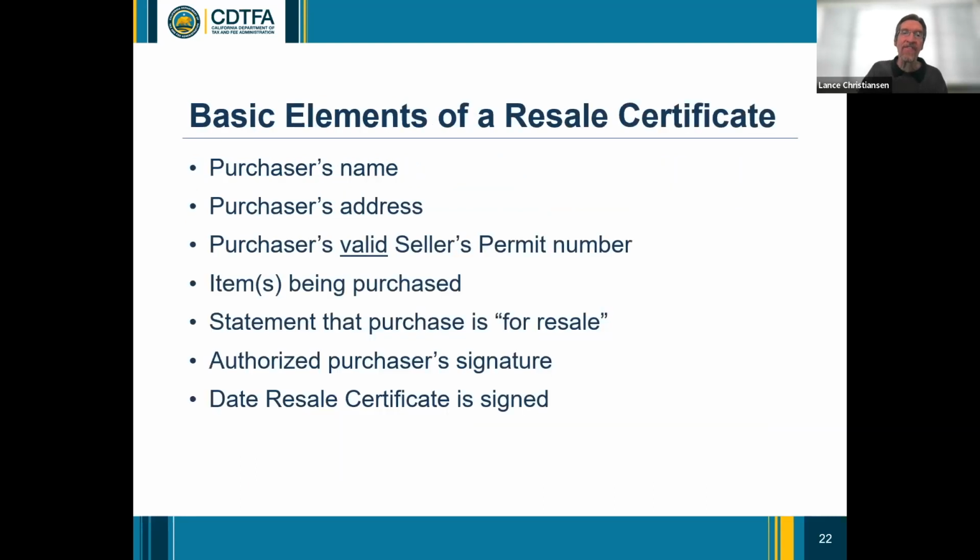Now, a resale certificate just needs to have these items on it. If you're the purchaser, your name, your address, and your seller's permit number will go on there. Then the items that are being purchased, and here's where I like to tell people to maybe be a little on the vague side to save yourself some time.